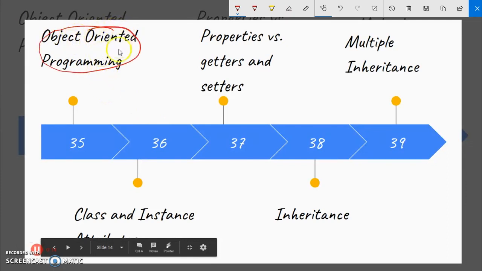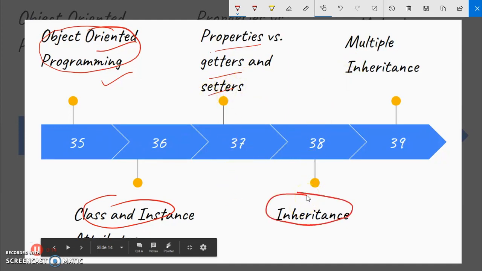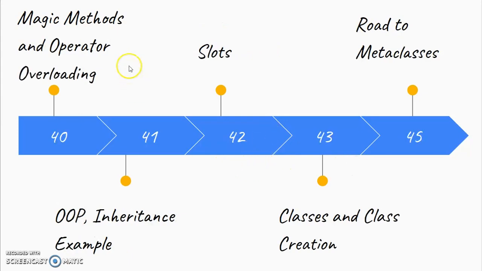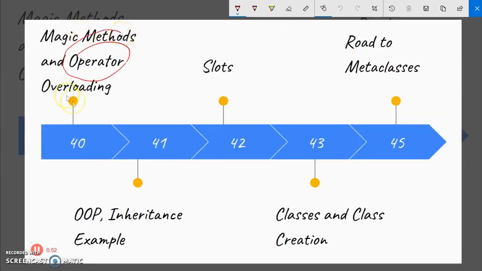If you know, Python is object oriented. So after learning the basic concepts and some advanced concepts in Python, we will learn the basic concepts of object oriented programming. We will learn about classes and instances. Then we will learn properties versus getters and setters. Then we will learn inheritance in Python object oriented programming. Then we will see some multiple inheritance. Now after this, we will see magic methods and operator overloading.